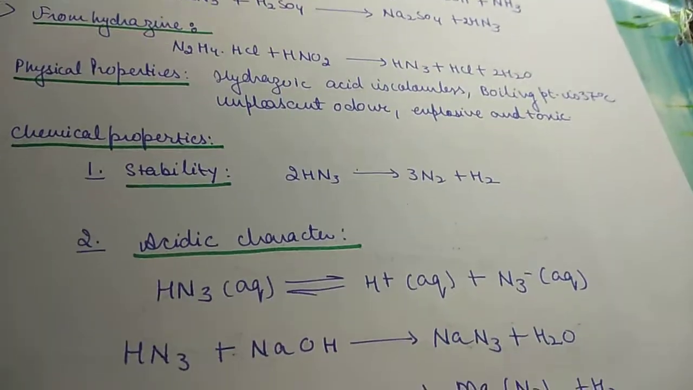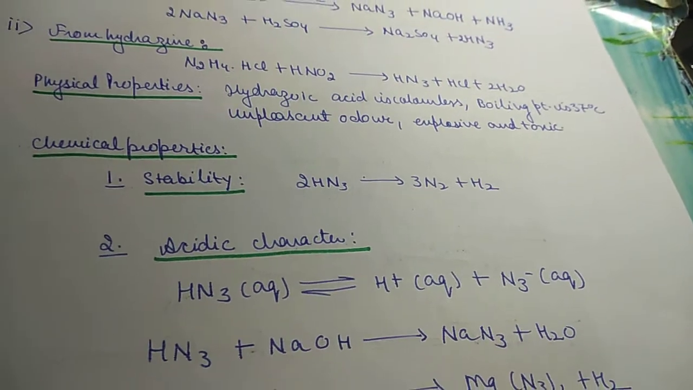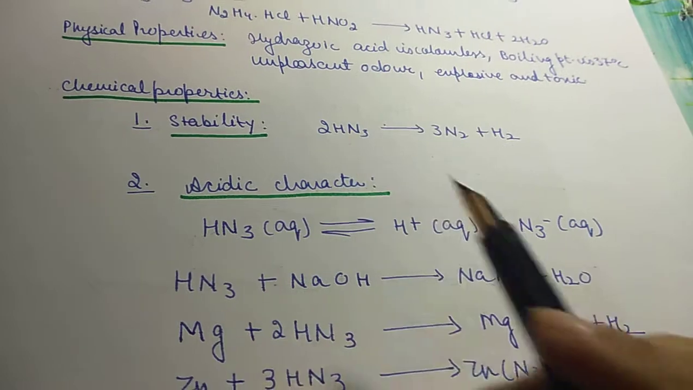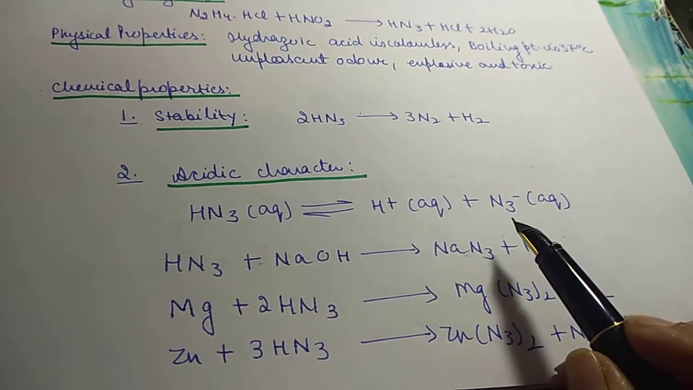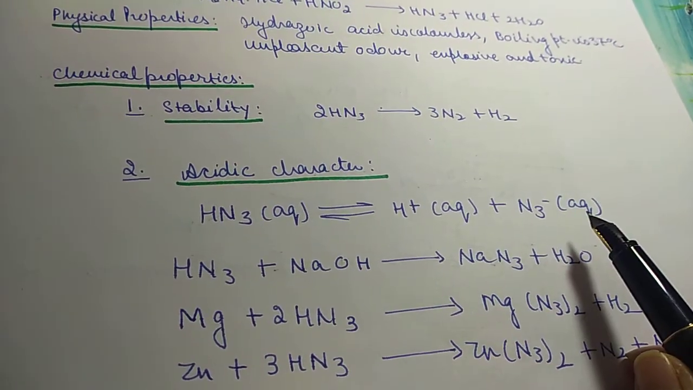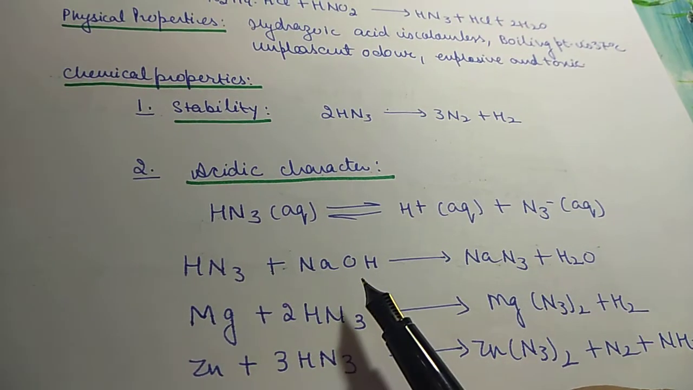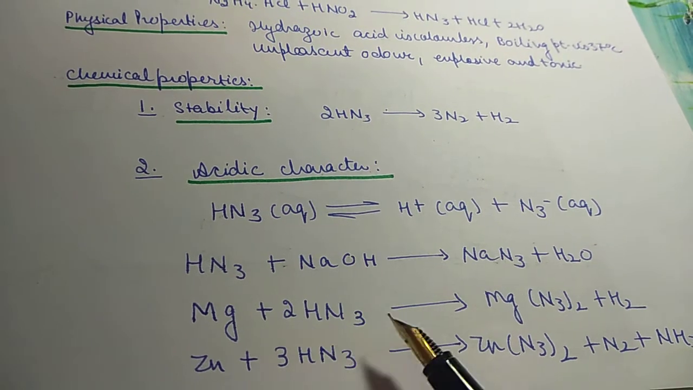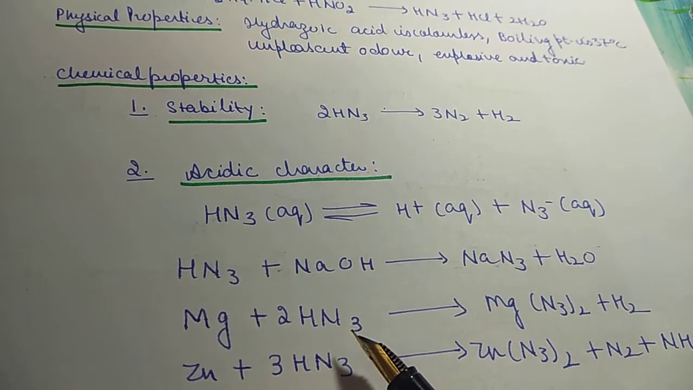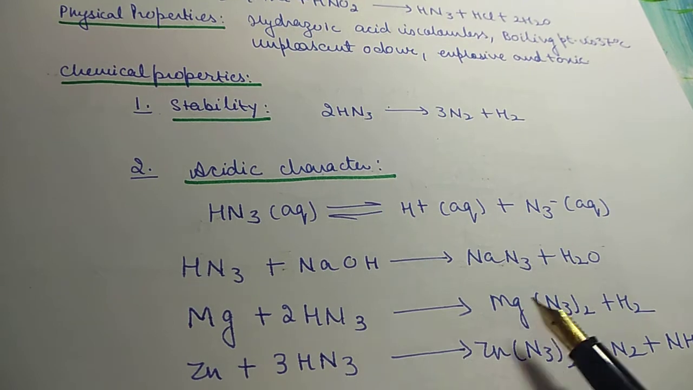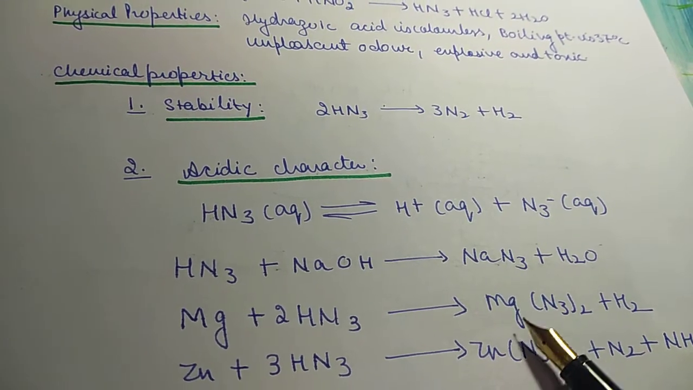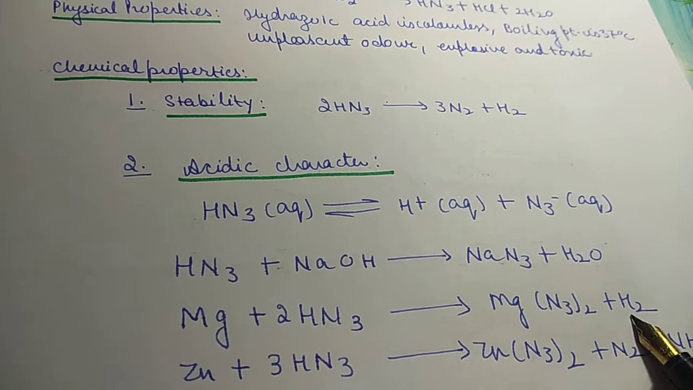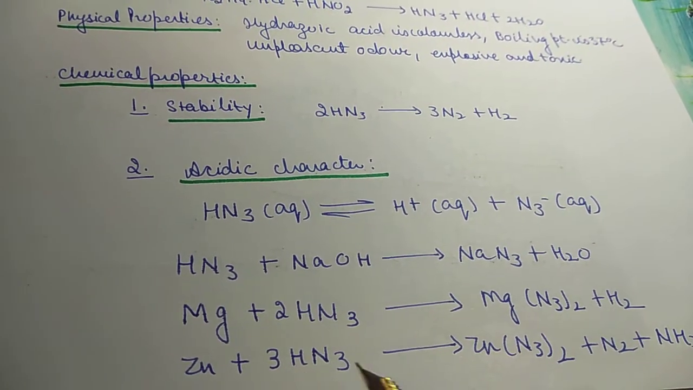Then chemical properties. Stability: it dissociates to give nitrogen and hydrogen. Then it has acidic character, dissociating as H positive and N3 negative ion. HN3 reacts with NaOH to give sodium azide plus water. Magnesium reacts with this HN3 to give magnesium azide, Mg(N3)2, plus H2.